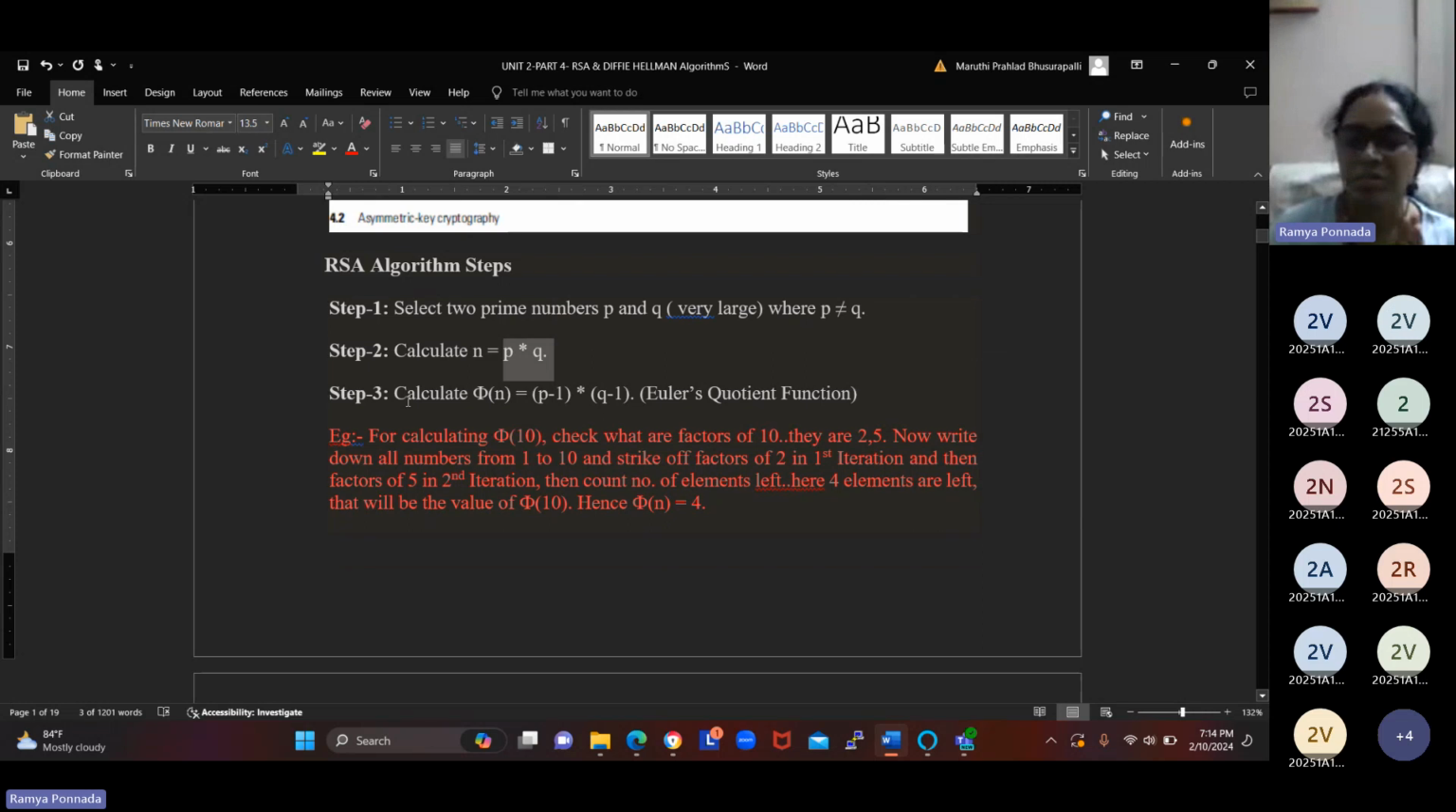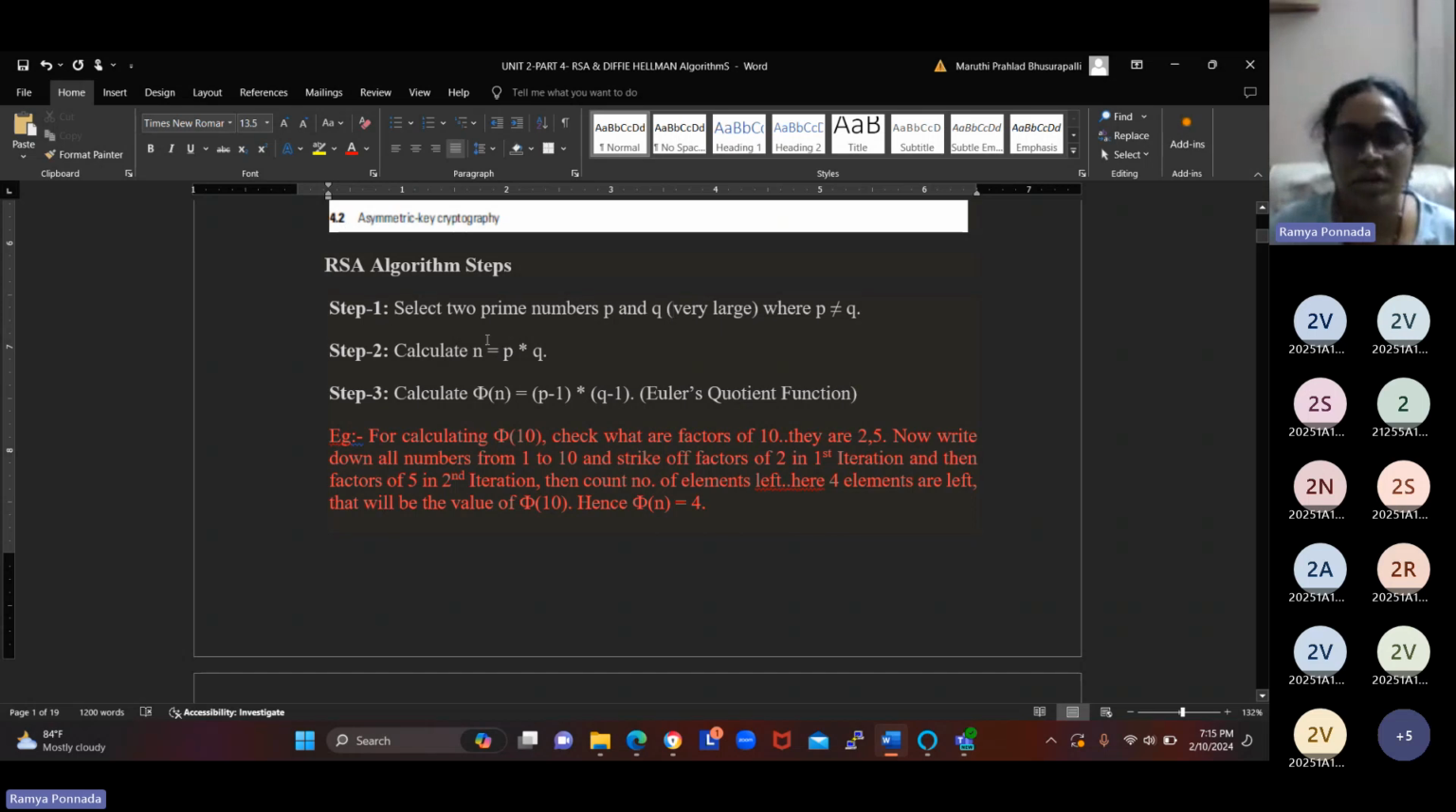So step number 3. Till here it is clear, those are the simple steps. First step, you pick any two prime numbers which are very large, and you make sure that p is not equal to q. Generally, solving with very large prime numbers becomes very difficult, so we are going to take simple prime numbers only. But generally we need to take very large prime numbers. Please remember that point.